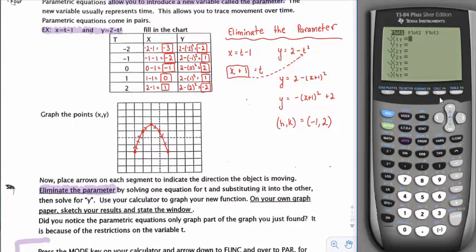So it's going to be t minus 1. To get the t value, we're going to hit this variable button. Because we are now in parametric mode, that variable button is going to be a t. You'll see that it shows up automatically. So we're going to go t minus 1 for x1, and 2 minus t squared for y1. This is going to give us our graph, but before we graph it, just like we normally have to do, we need to set up our window.